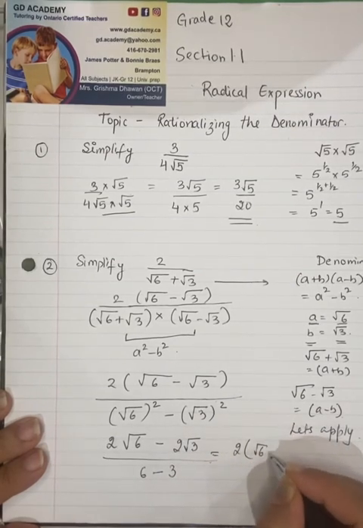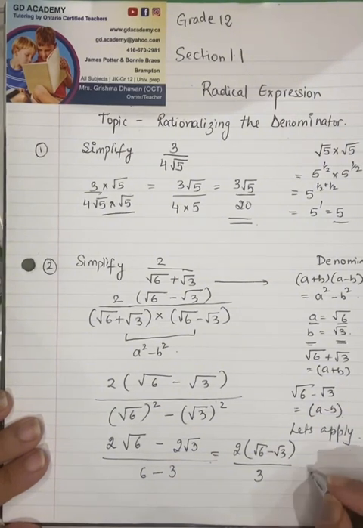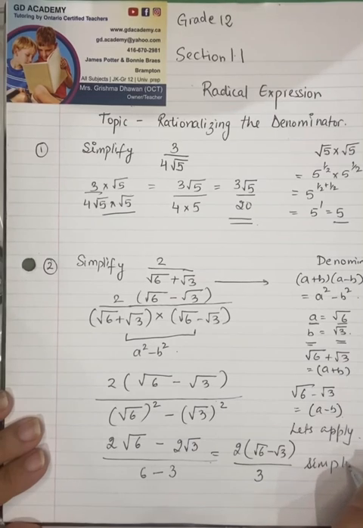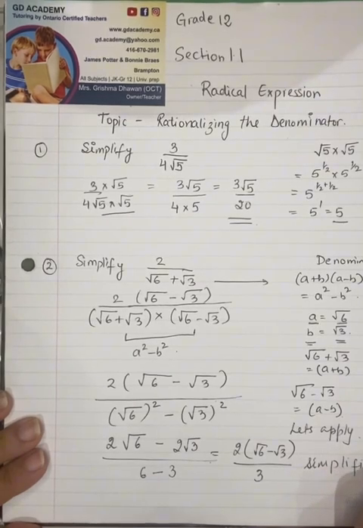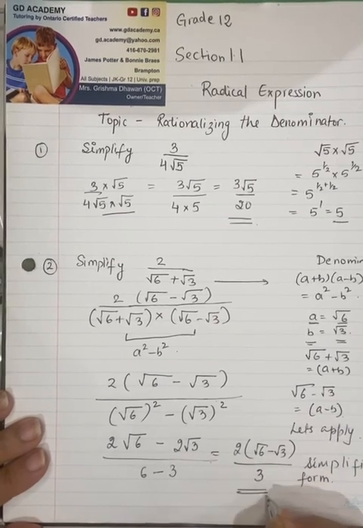So if I want to take 2 common, it's 2 times root 6 minus root 3. This is an additional step, and then the denominator will be 3. So this is the most simplified form. If you want to simplify it further, put the value of root 6 and root 3, subtract it, and you get the whole answer in the form of decimals.